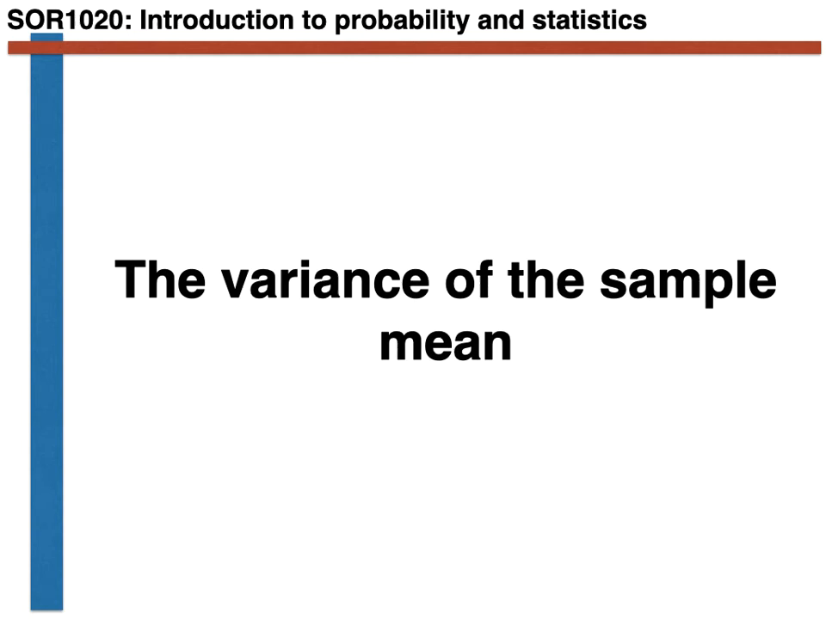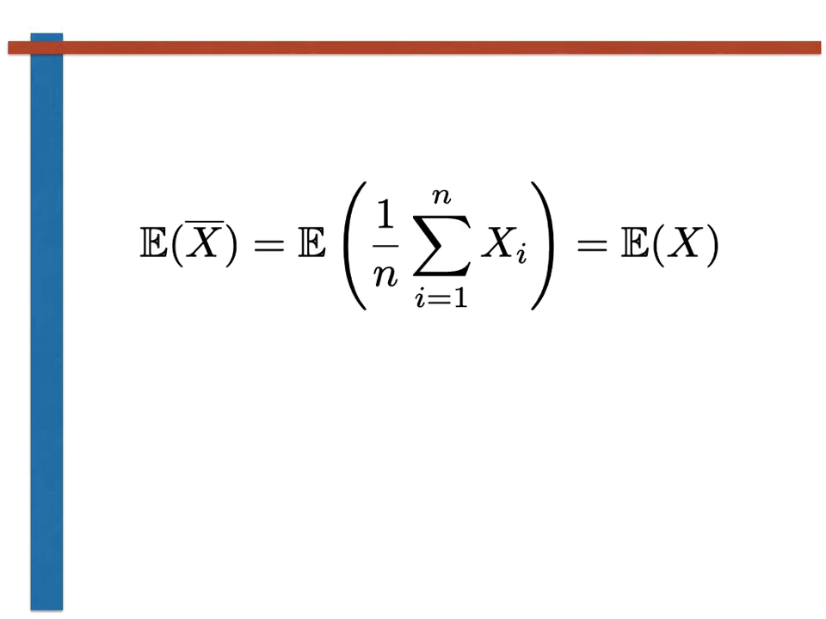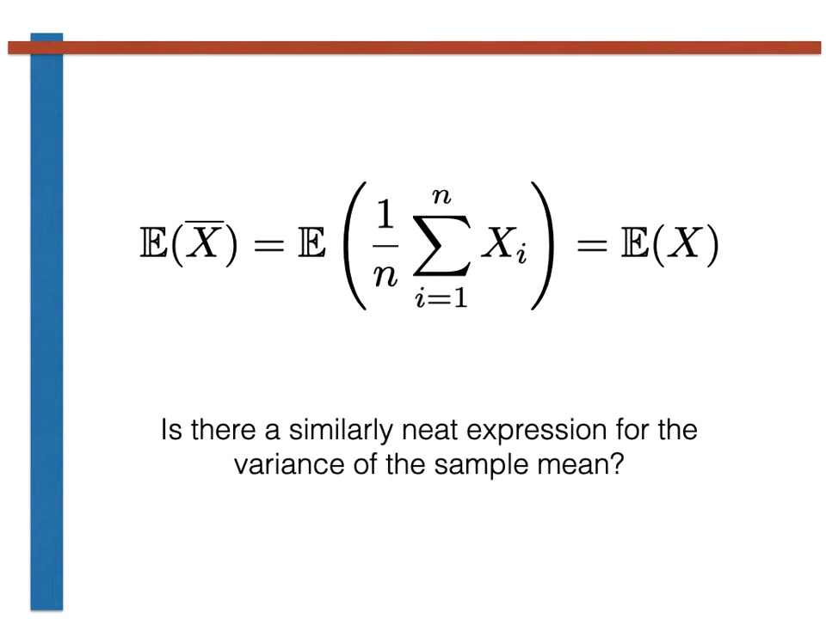Hello! In previous videos, we have learned that the expectation of the sample mean is equal to the expectation of the random variable. This result has proved rather useful, so in this video we are going to ask if there is a similarly useful expression for the variance of a sample mean. Let's thus work out what the variance of a sample mean is equal to.